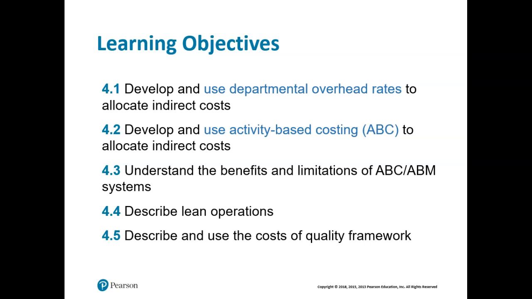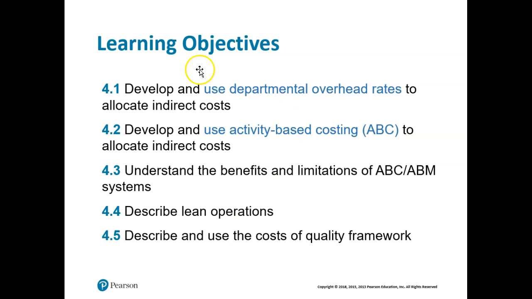So in this chapter, we're going to start out looking at a plant-wide overhead rate, and then we're going to take it apart and use a departmental overhead rate. Okay, so from plant-wide to departmental, which puts it into a couple buckets, and then after that, we'll learn how to use an activity-based costing system. Understand the benefits and limitations, then describe lean operations and the use of costs of quality framework.